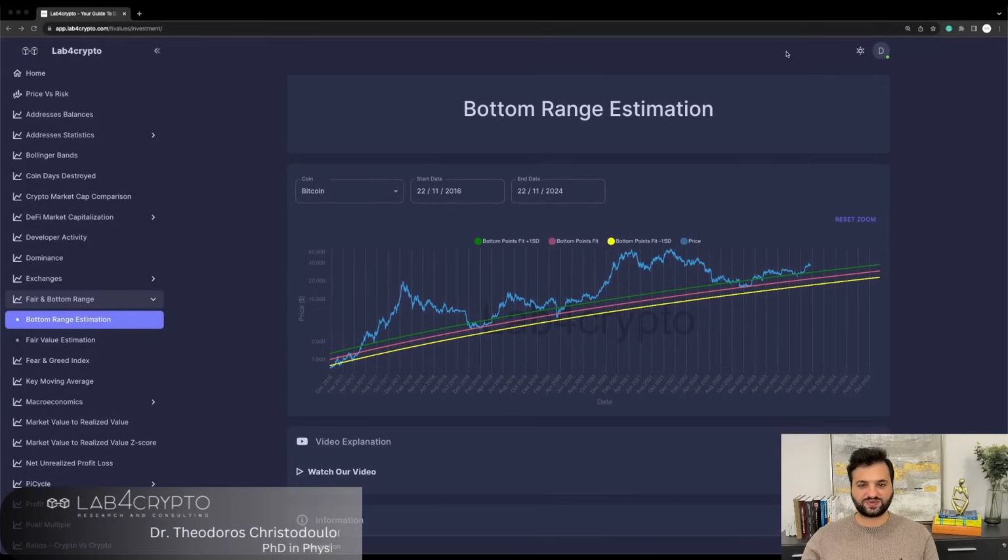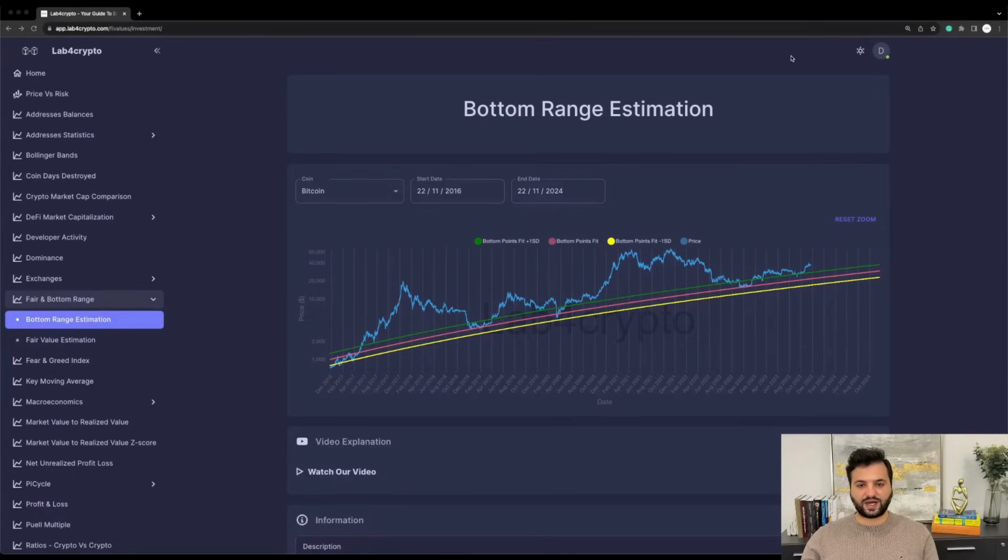Today we're going to deep dive into our bottom range model using logarithmic regression. The purpose of this model is to identify the best time that someone can accumulate an asset. There is a famous quote which says that money is made when you buy, not when you sell. Therefore, we think that this model is important for you to consider.